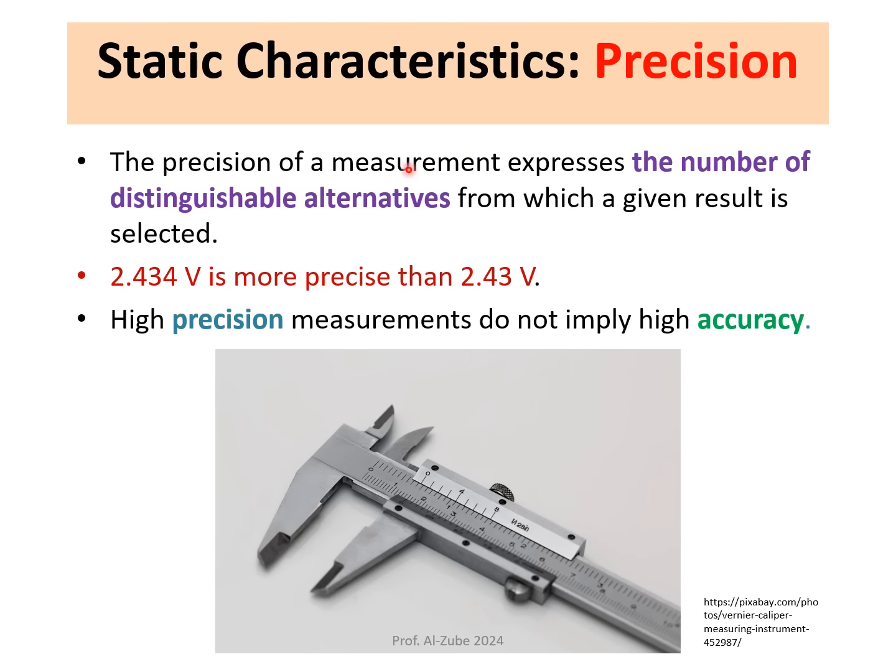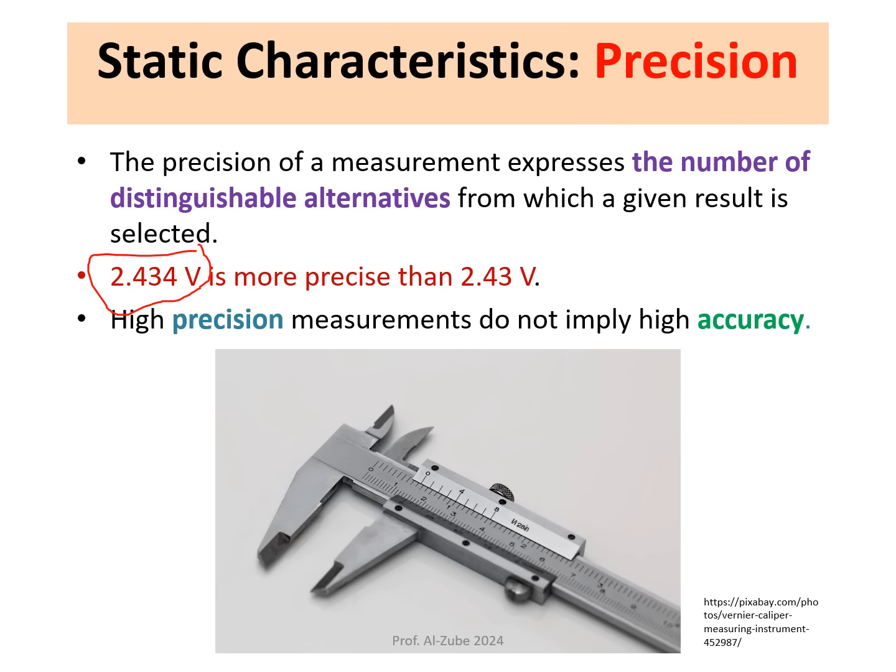Now we have another static characteristic called precision. Precision of a measurement is expressed as the number of distinguishable alternatives from which a given result is selected. So for example, 2.434 volts is more precise than 2.43. We have more precision here, but that does not mean that it is higher accuracy. The device is precise because it can give you more numbers to compare, but high precision does not mean high accuracy if the device is actually faulty. It's not going to give you what you want.